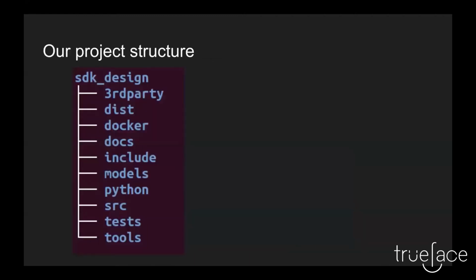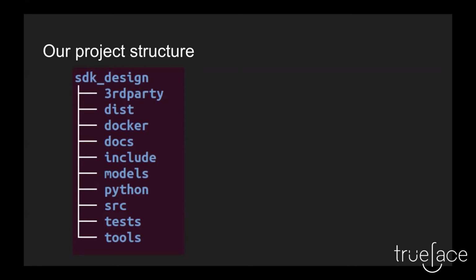So what is the structure of our project going to look like? This is kind of what the hierarchy of our project is going to look like in terms of the directories. So I'll just go over what each of these is going to be. The third-party directory is going to contain our third-party dependency libraries, and I'll go over what these are going to be later. The dist directory is going to contain the distributables generated by our SDK.